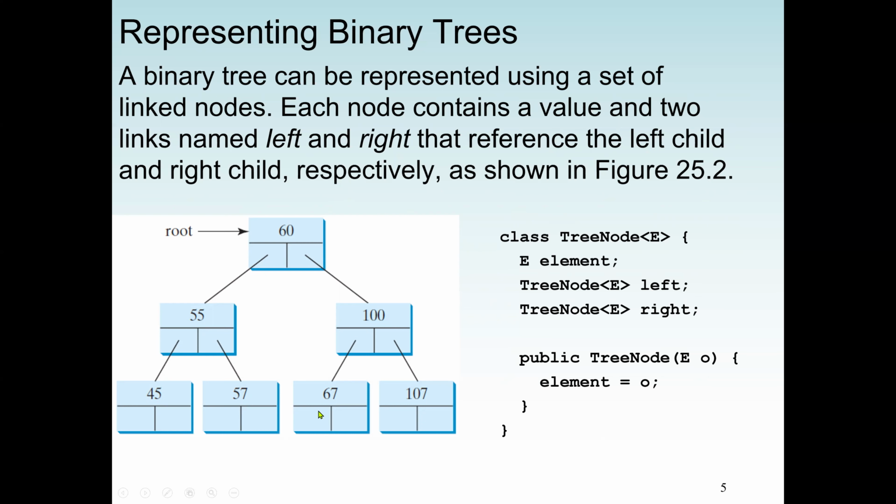If I'm searching for 67, I compare 67 with 60. The search key 67 is greater than 60, so I'll go to the right side. Then I'll compare 67 with 100. 100 is greater than 67, so I'll go to the left side.